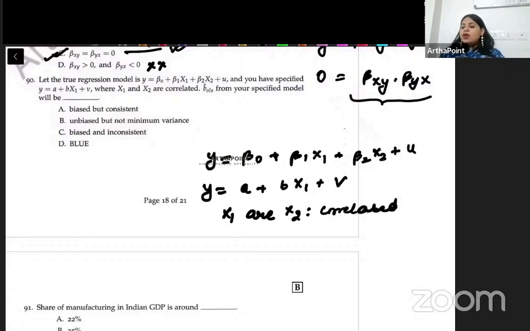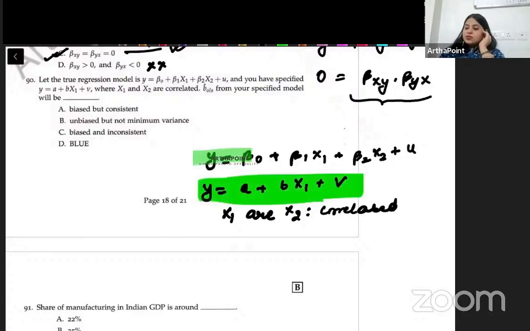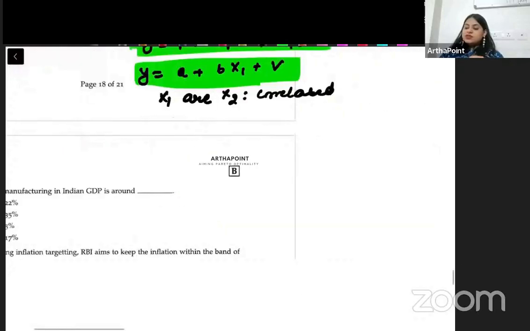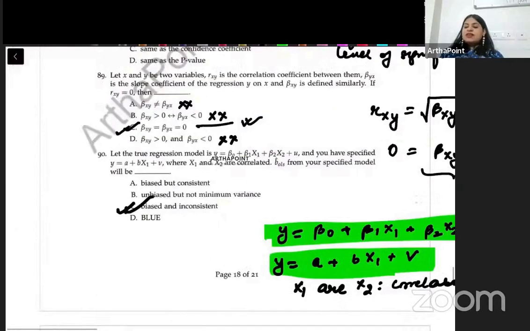It says the OLS estimator from your specified model will be. So beta, whenever you have this, you are skipping a variable, right? So your estimated model is this, your true model is this. So ideally, your OLS estimators will be biased and inconsistent. So the answer to this question should be C. The OLS estimators will be biased and inconsistent. So that is it from my side.